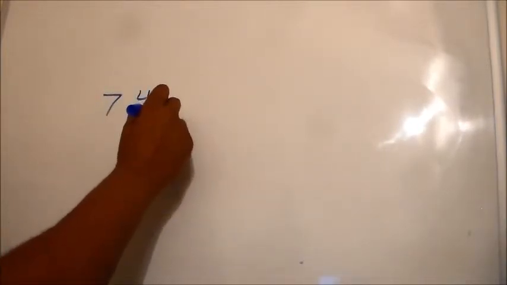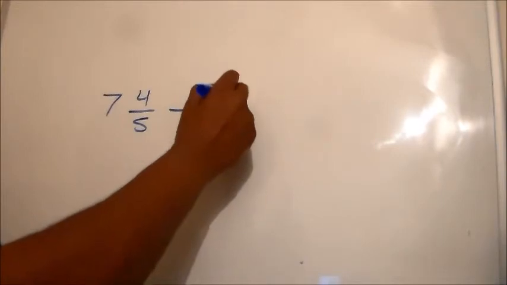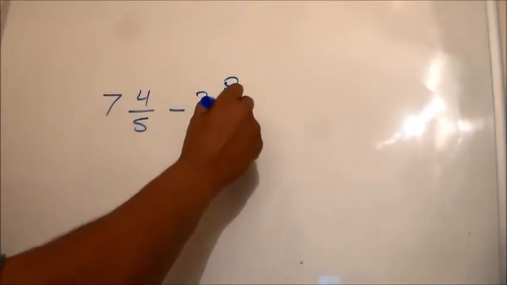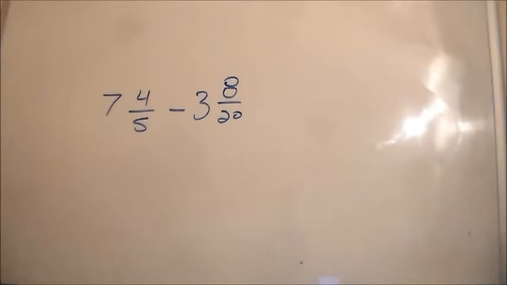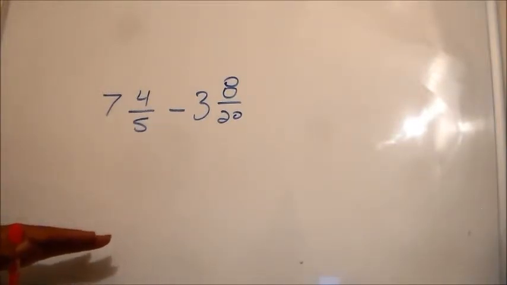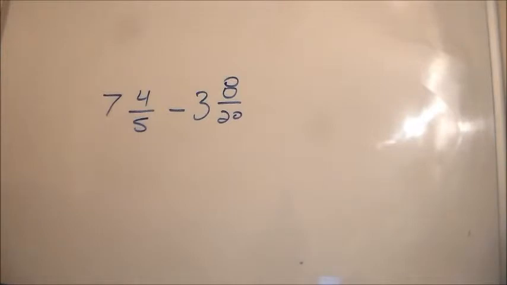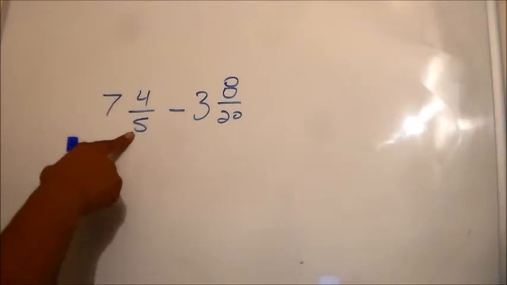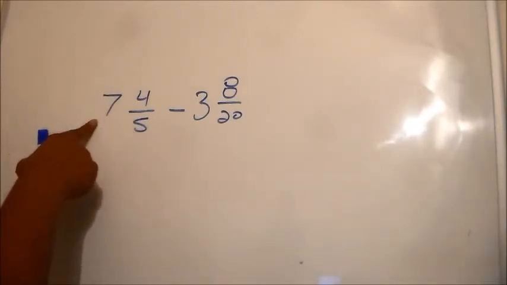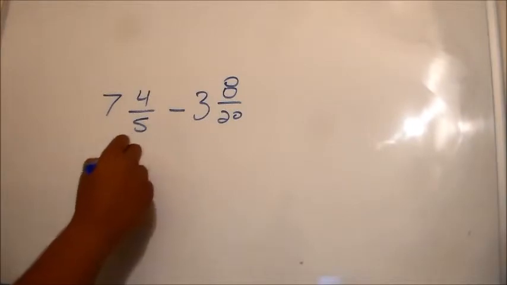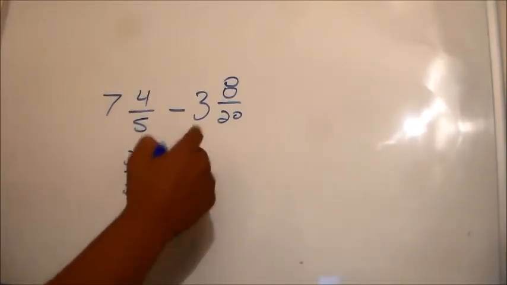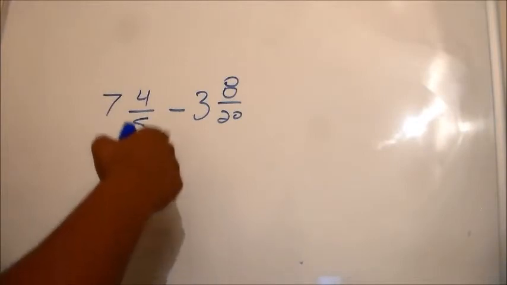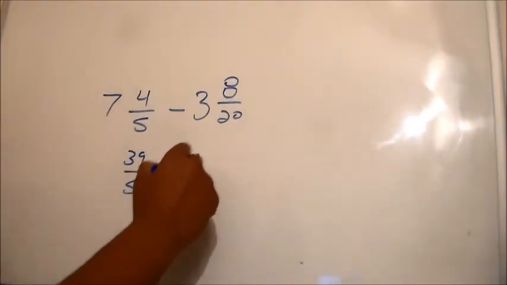Looking for something interesting. 7 and 4/5 minus 3 and 8/20. Again, I could convert these, and yeah, let's just play with that for a minute. It'd be a nightmare. 5 times 7 is 35, plus 4 is 39. So it'd be 39 over 5 minus 3 times 20 is 60, plus 8, 68. 68 over 20.